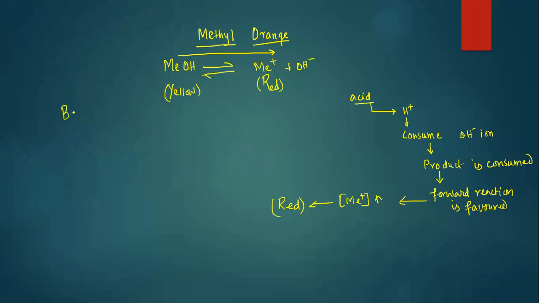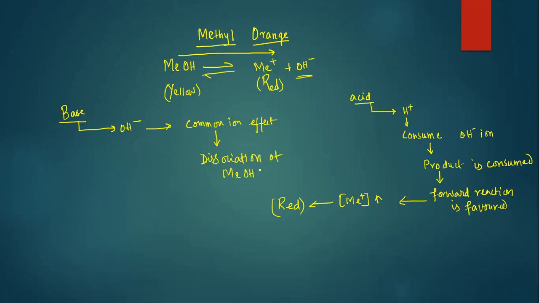When you give base, it will give you OH- ions, which will have an effect like common ion effect over here. So dissociation of MeOH decreases, hence concentration of MeOH increases and the color remains yellow.